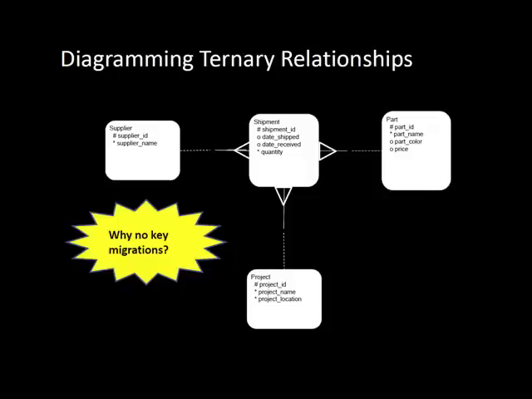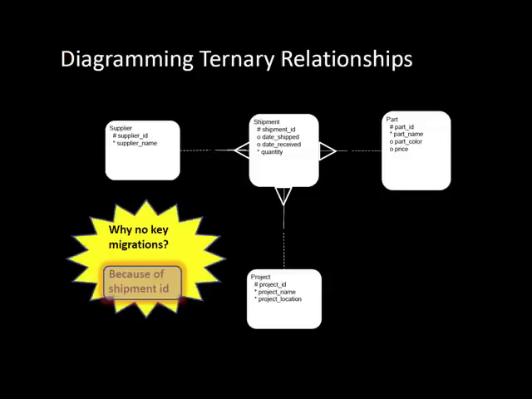Shipment. Right? Why are there no key migrations shown on this diagram? Because it has its own key. Right, it has its own key, shipment ID. So no point in showing key migrations. Those attributes are still there, they're just not part of the key, that's all. Okay, because shipment ID, it says entity name ID, that's its own key.